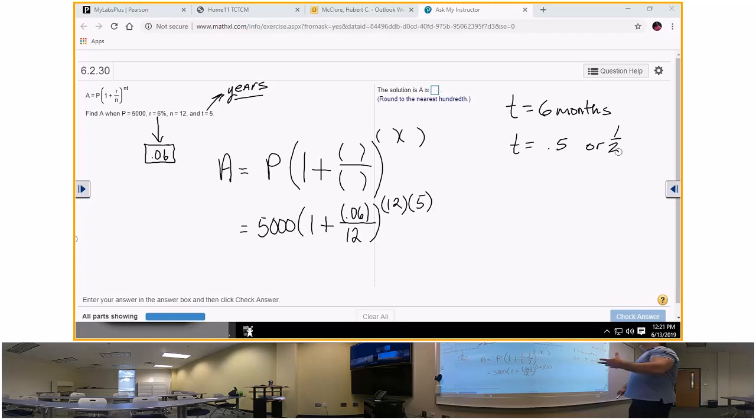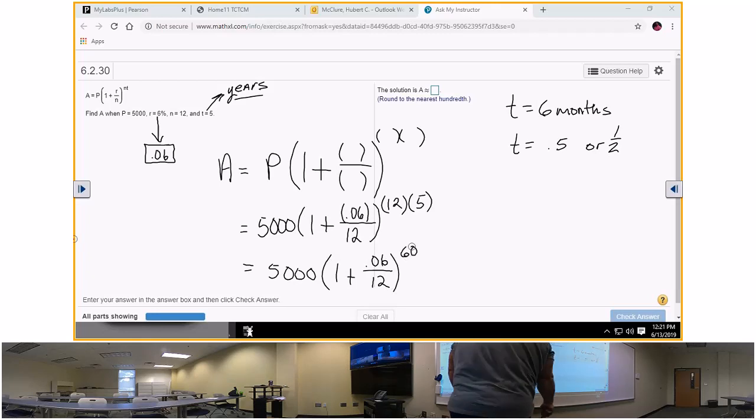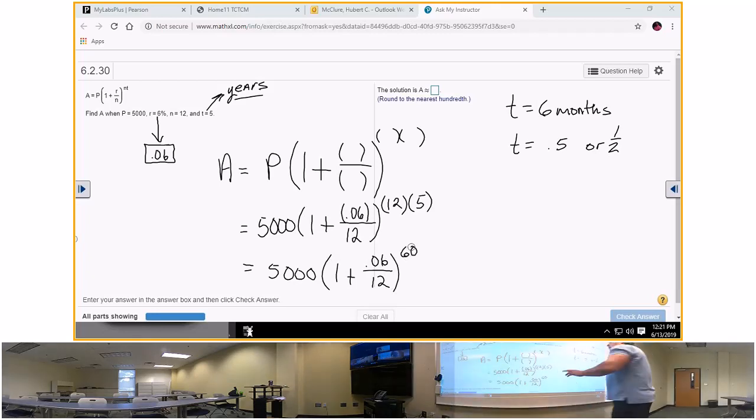Now, how do you work this problem? Well, you have to work it with a calculator. Unless you're Rain Man, you're not going to be able to do that math. You can do the 12 times 5, which is 60. So that's going to be 5,000 times 1 plus 0.06 over 12 raised to the 60th power. And before you put it in the calculator, you have to figure out how you put it in a calculator, and that's going to be from inside out. So I'm going to punch it in the calculator right quick, and then that'll be it.